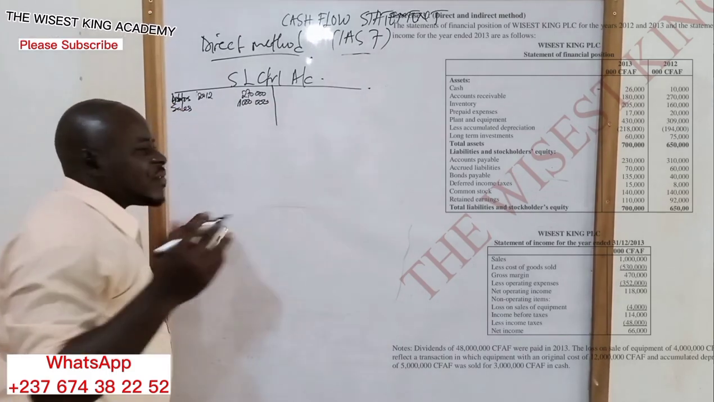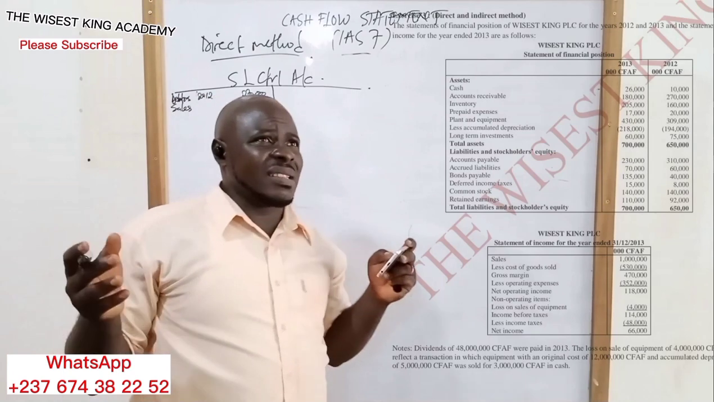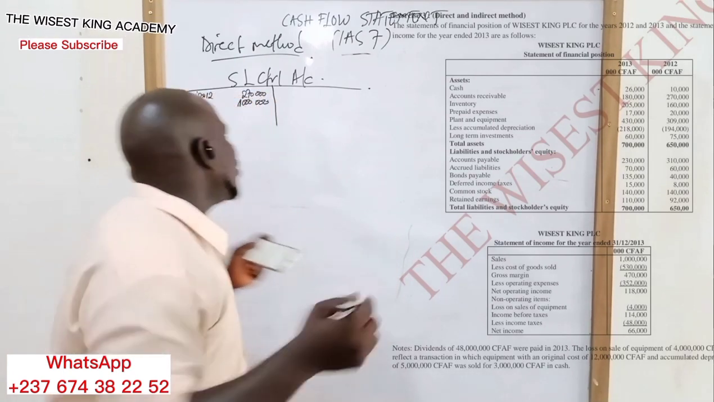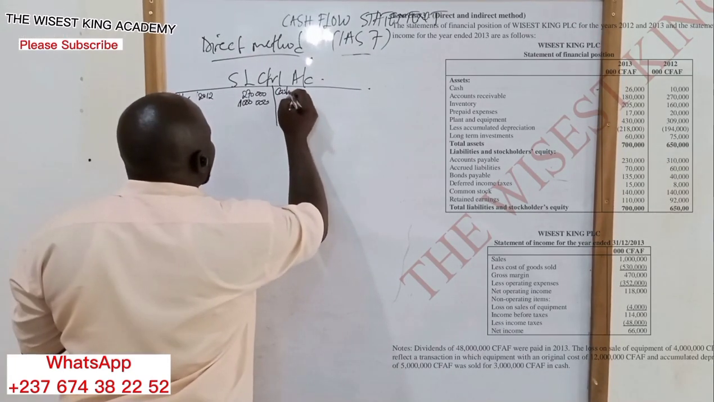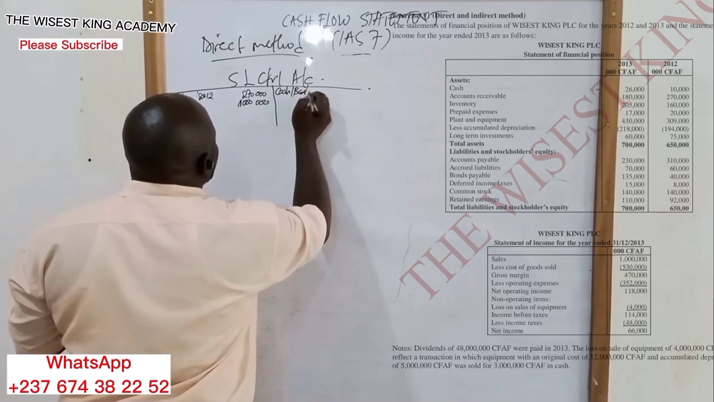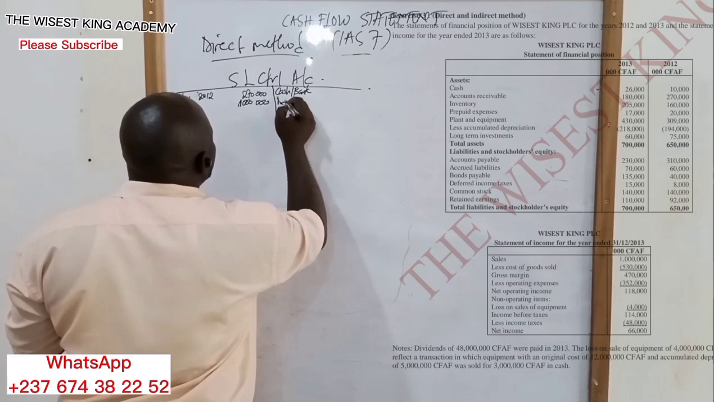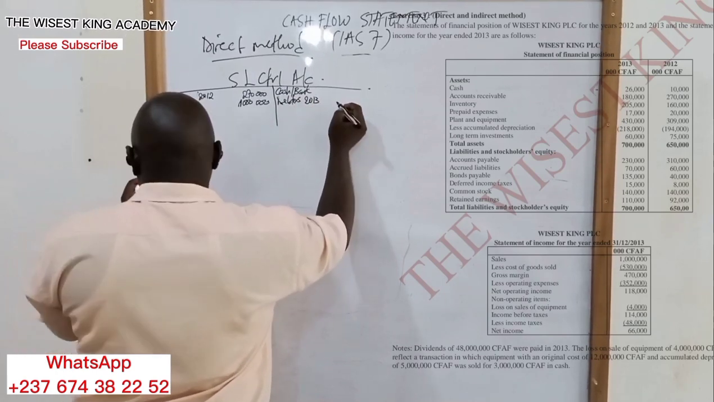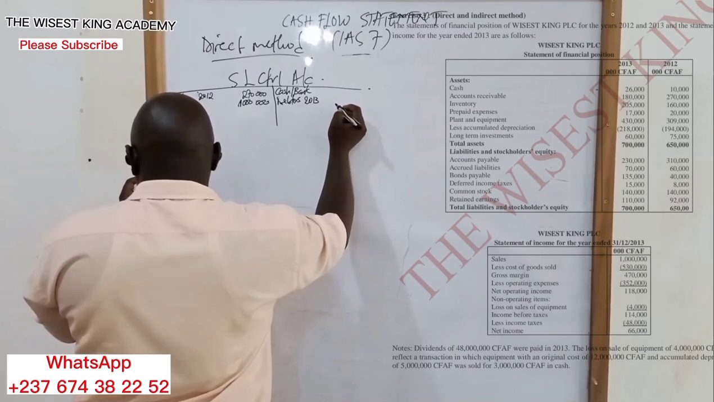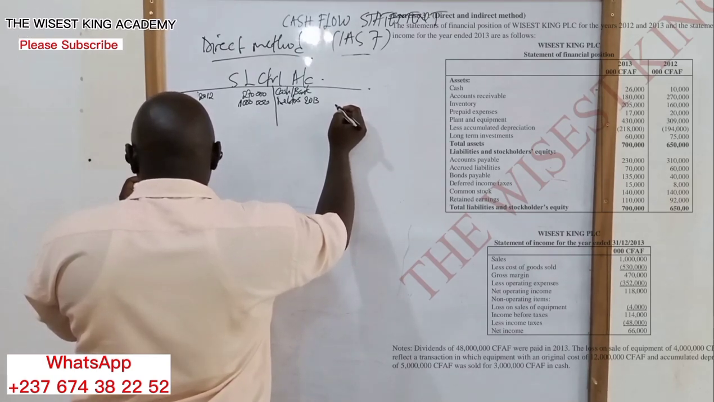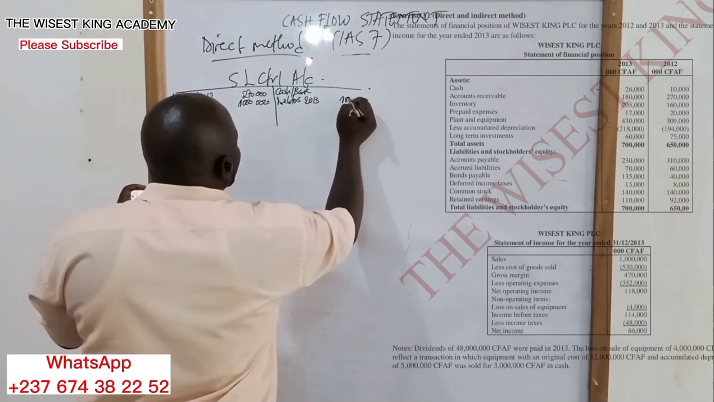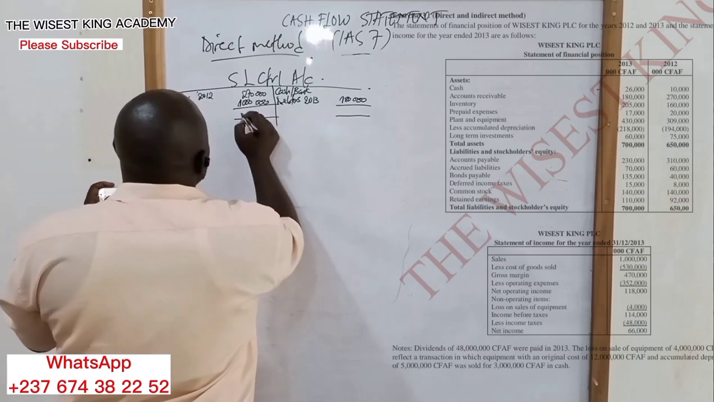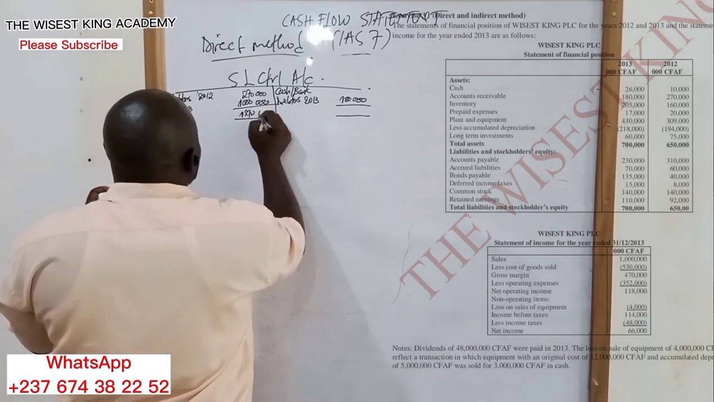Now, did we have something like returns inwards or discounts allowed? No. Dishonored cheques? No. So here I'm just going to have the cash from bank received from debtors. Then I have debtors carried down, that's debtors for 2013. The debtors for 2013, as accounts receivable, is 180,000. So this will be 1,270,000.